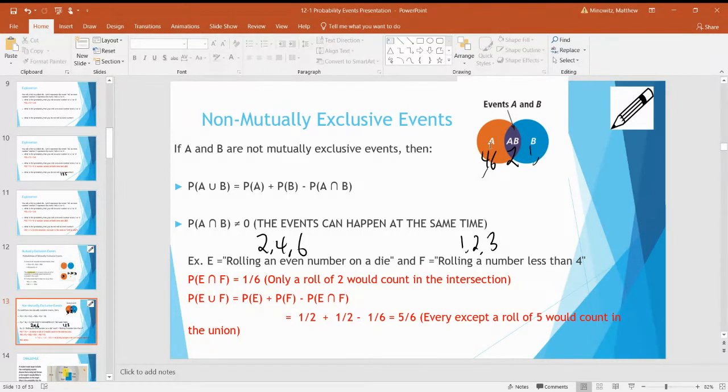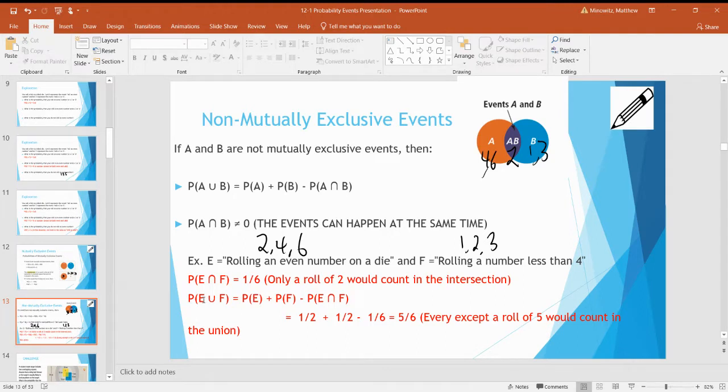Now, 4 and 6 are even, but they're not less than 4. And 1 and 3 are less than 4, but they're not even. So now we have some events that are only in A or only in B, and then one event that's shared. So the probability of the intersection of both happening is 1 out of 6. Okay, 2 is the only number that's even and less than 4.